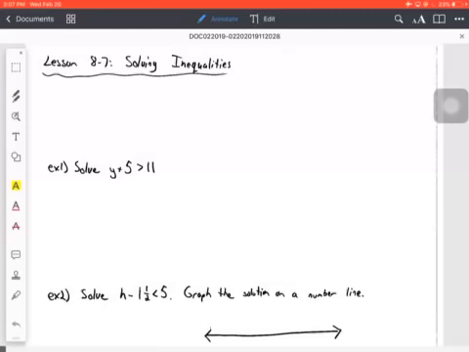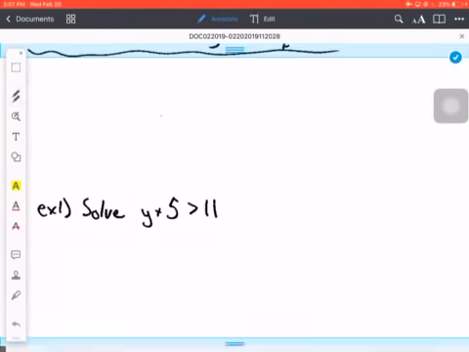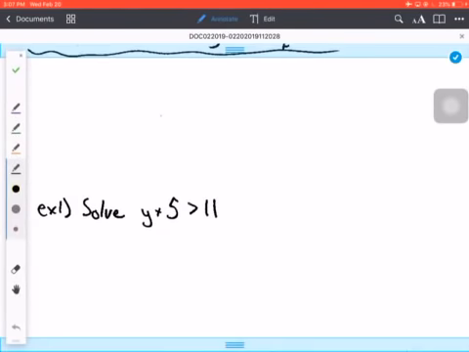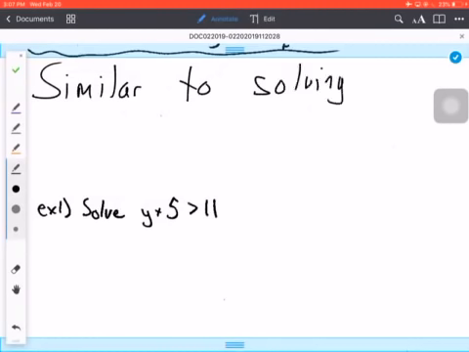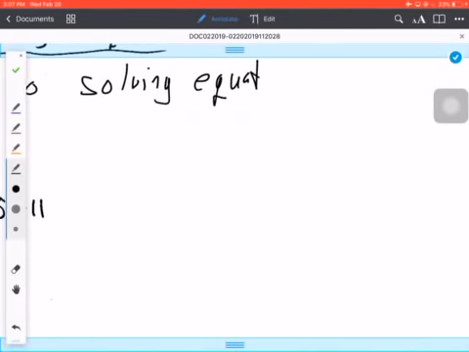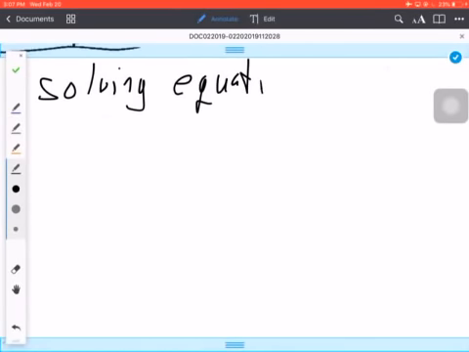Alright, so today we're going to be talking about Chapter 8, Lesson 7. It's all about solving inequalities. When we solve inequalities, it's actually very, very similar to solving equations. In fact, the only difference really is going to be the symbol at the end.